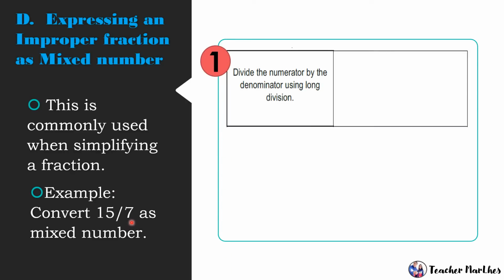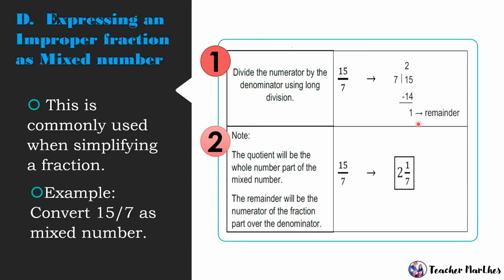So number 1 is to divide the numerator by the denominator using long division. So 15 over 7, 15 will be the dividend, 7 is the divisor. 15 divided by 7 is equal to 2. 2 times 7 is equal to 14. Then subtract, we have remainder 1.